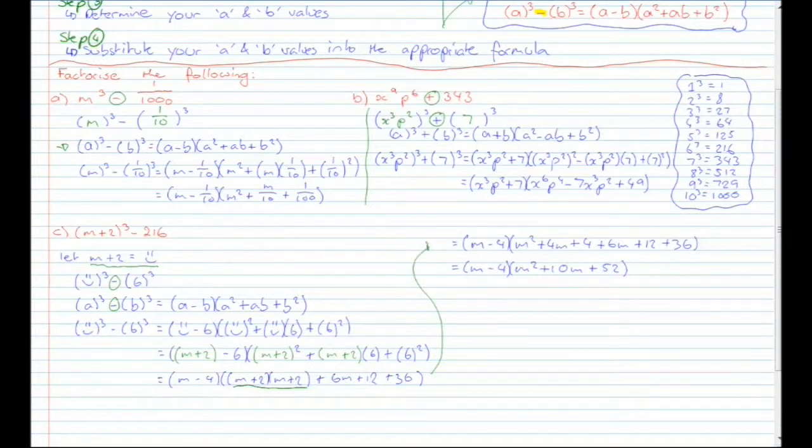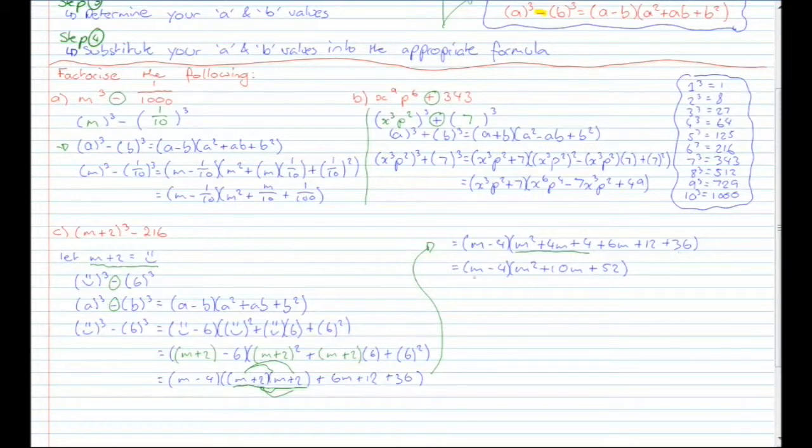Coming up here now and simplifying, you've got m minus 4, m squared, or m times m is m squared, m times 2 is 2m, 2 times m is 2m, so that's going to get 4m altogether, and 2 times 2 is 4. So you get m squared plus 4m plus 4. And then you've got the rest of it, which is plus 6m plus 12 plus 36.